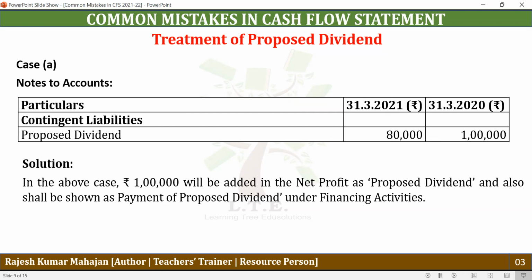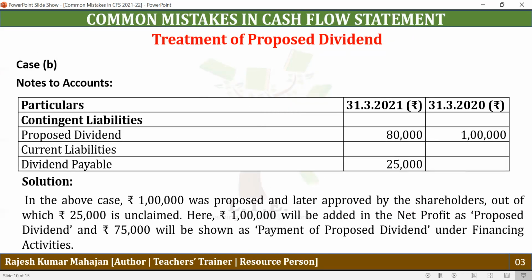Now we are going to make a little change in it. Same question. Now what's the change? We have added one more item, that is dividend payable. So dividend payable is given to you in addition to the proposed dividend. Dividend payable is rupees 25,000 in the current financial year. What does it mean? It means that in the previous year, the dividend proposed was rupees 1 lakh, which must have been approved in the current financial year. And out of this 1 lakh rupees, 25,000 is yet to be claimed. It is an unclaimed dividend or dividend payable.